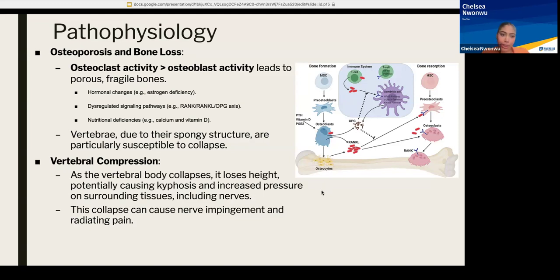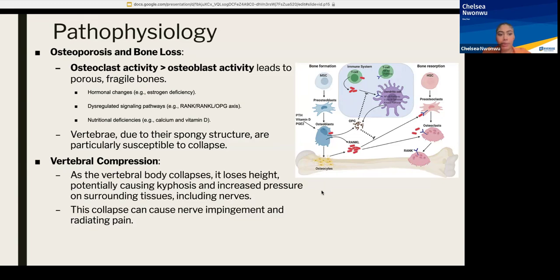And then osteoporosis affects the cortical and trabecular bone, but its impact is more pronounced in trabecular bone due to higher turnover rate. And the vertebrae are particularly susceptible to these changes because they are composed of a higher proportion of trabecular bone compared to long bone. This makes them more prone to compression fracture, especially under stress of normal physiological activities like walking or lifting.